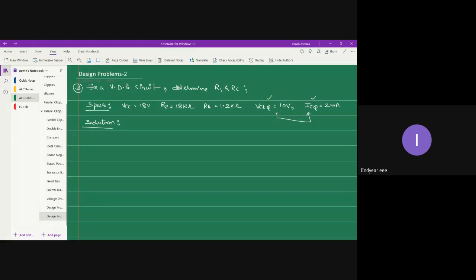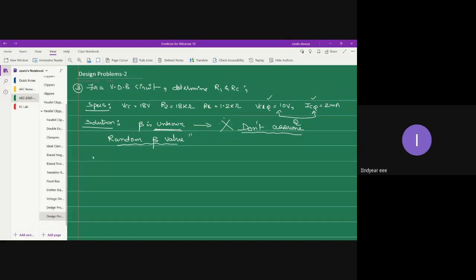So basically, this is your Q point. And remember one thing, beta is unknown here. The caution from my side: don't assume a random beta value, because the coordinates of the Q point are given, hence you do not require a beta value. All right, so let's get into the solution.